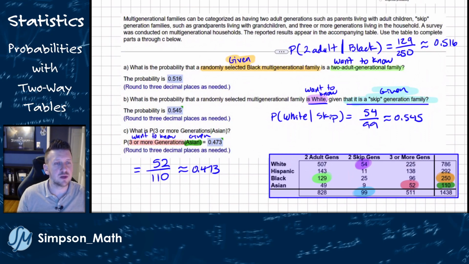All right. What is the probability that a randomly selected multi-generational family is white, given that it is a skip generational family? So notice the probability here is I'm randomly selecting.